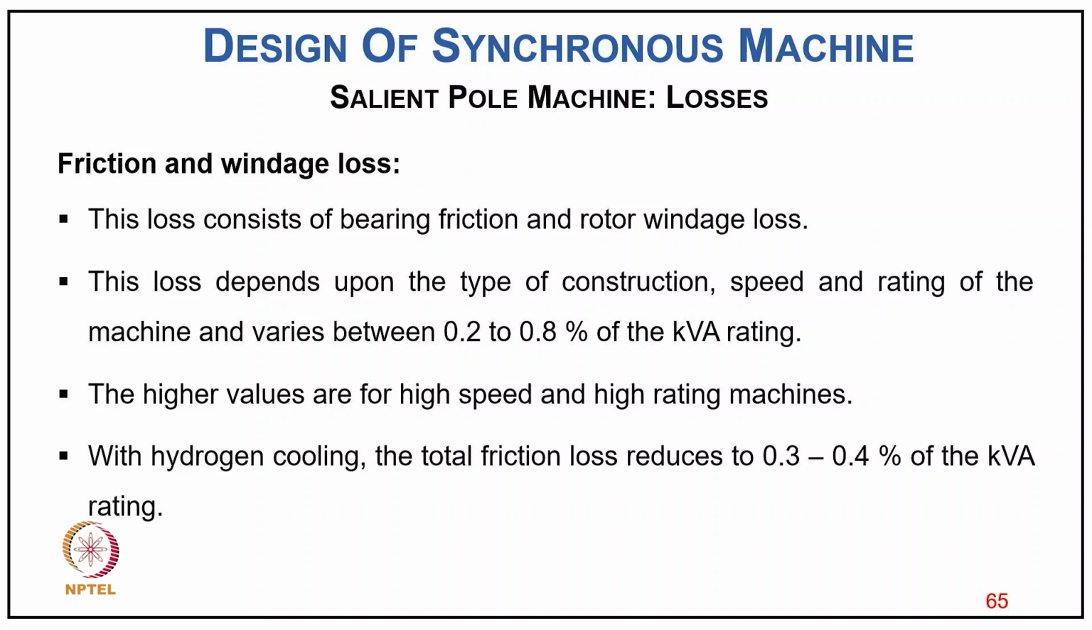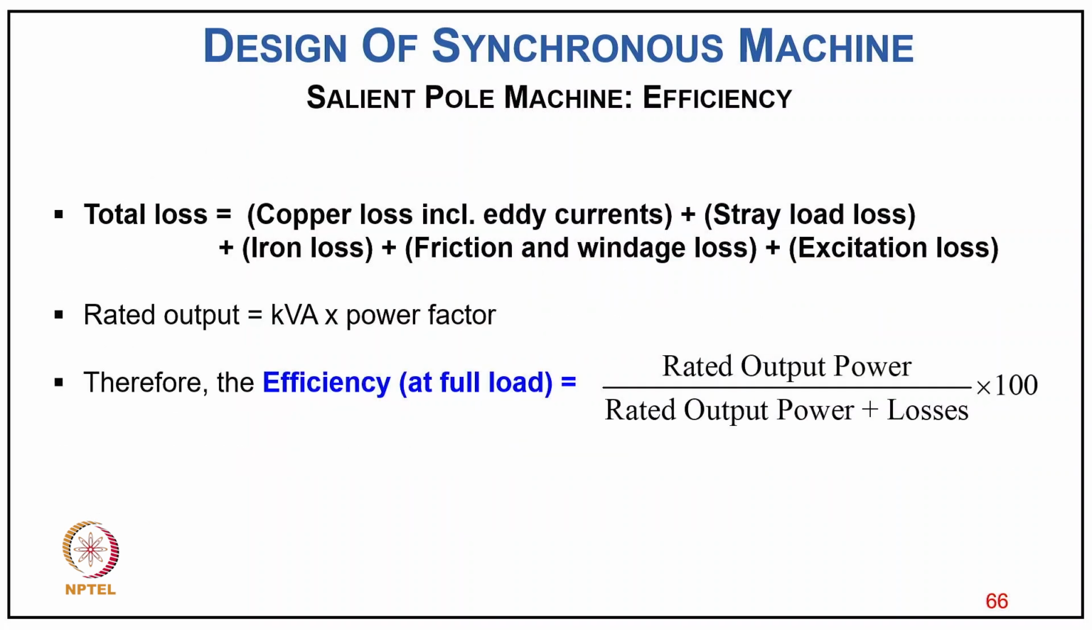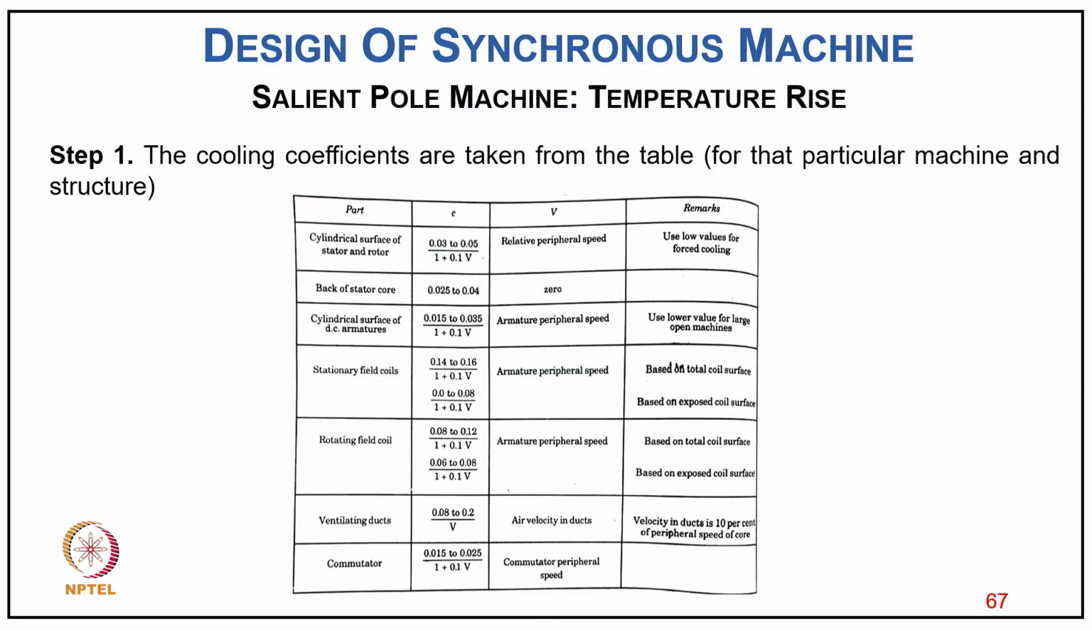While with hydrogen cooling, the total friction loss reduces to 0.3 to 0.4 of the kW rating. So now total loss equals copper loss including eddy current plus stray load loss plus iron losses plus friction loss plus excitation loss, and the rated power is kVA into power factor. Therefore efficiency at full load is rated output power divided by rated output power plus losses, into 100.